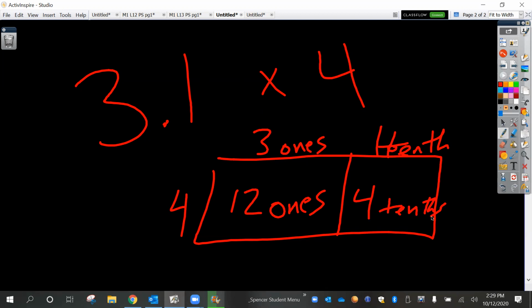So the area model, the inside of it looks exactly the same, except the units are different. So if the units are different, that means the standard form looks different. Well, 12 ones looks like that, plus 4 tenths, so 0.4. So this would look like 12.4. Great job.